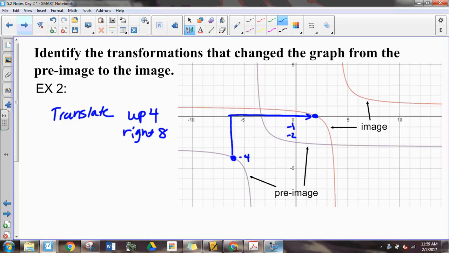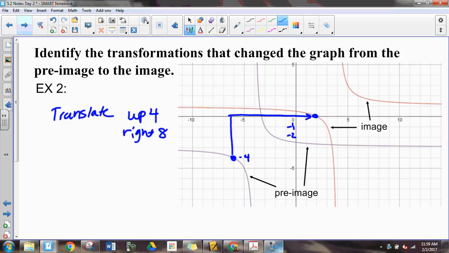So make sure you're careful on your scale, that you count what it's going to be. Sometimes it goes by 2, sometimes it goes by 1, so just check that scale to make sure you get the right numbers there. So up 4 and right 8.